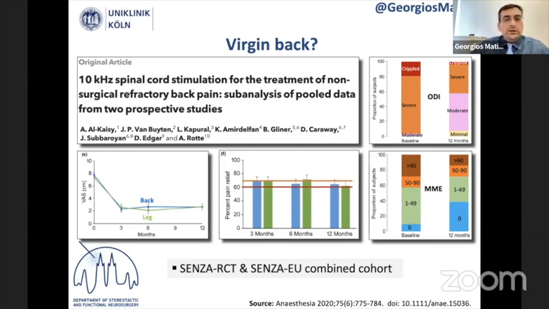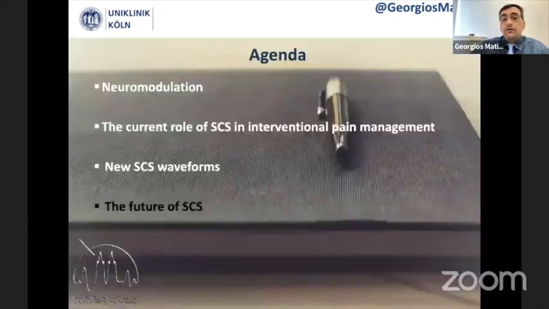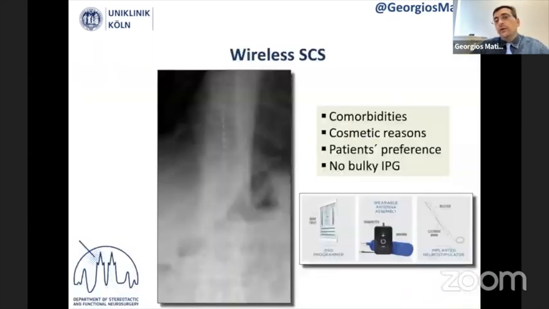This is a study conducted with 10 kilohertz as a frequency, and we saw that after 12 months, the back and leg pain is much better. More importantly, the Oswestry Disability Index, or the severe disability, is much better, and the morphine milligram equivalents are even better.